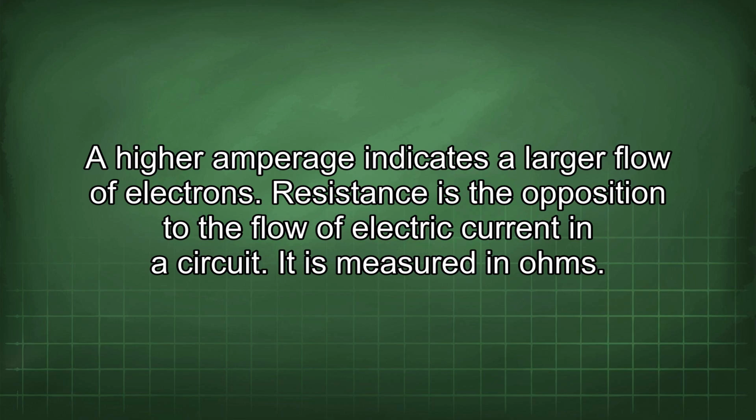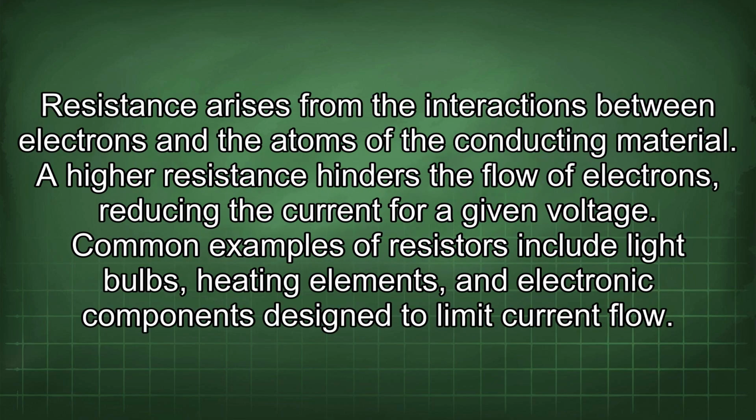Resistance is the opposition to the flow of electric current in a circuit. It is measured in ohms. Resistance arises from the interactions between electrons and the atoms of the conducting material. A higher resistance hinders the flow of electrons, reducing the current for a given voltage. Common examples of resistors include light bulbs, heating elements, and electronic components designed to limit current flow.